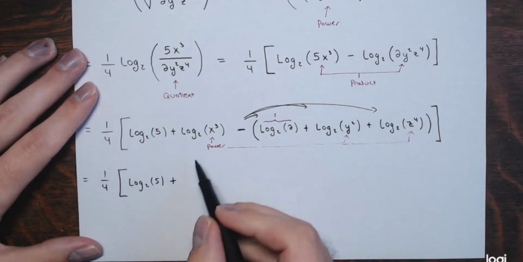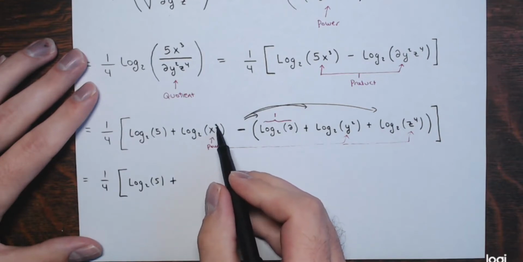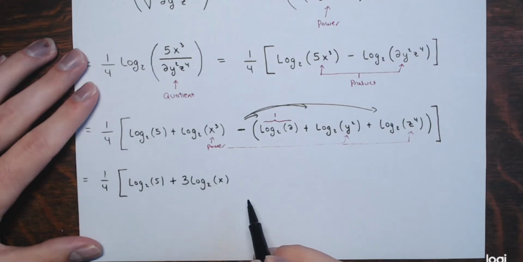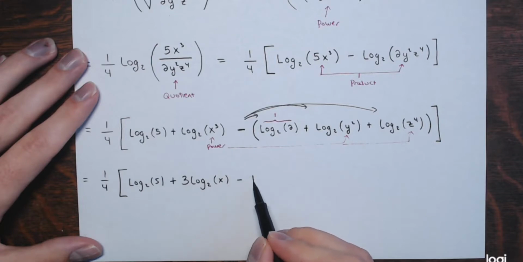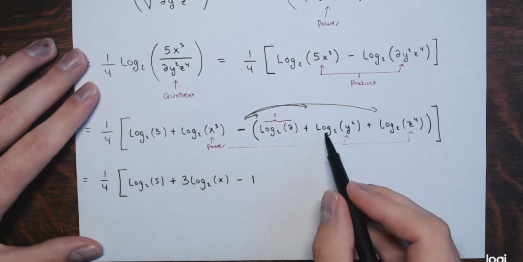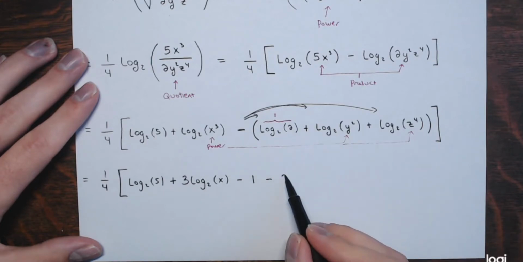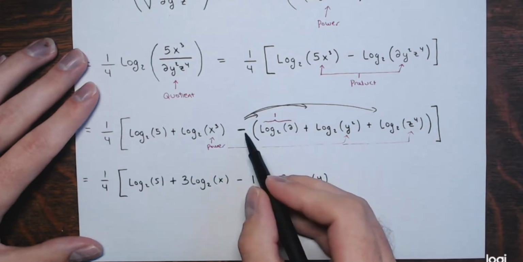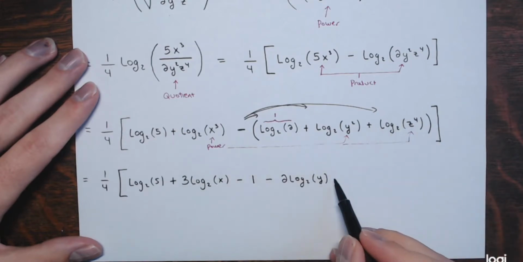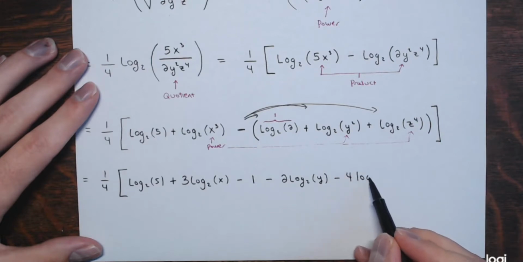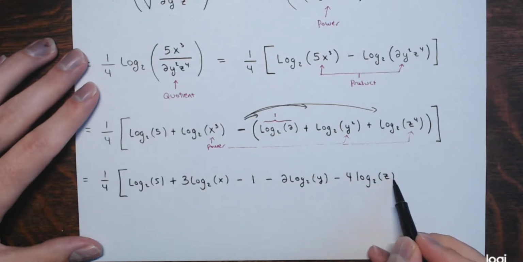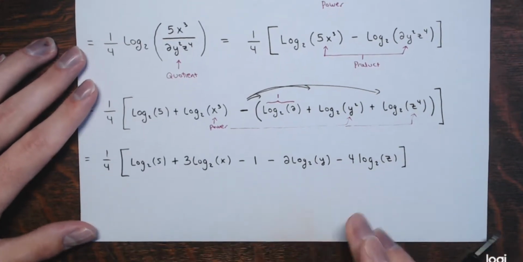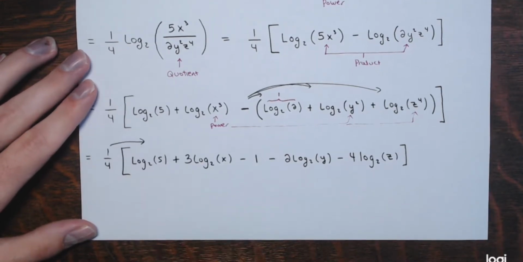So plus, the log base 2 of x to the 3rd, you pull the 3 out, it'd be 3 times the log base 2 of x. We have minus 1, and then minus 2 times the log base 2 of y, and then minus 4 times the log base 2 of z. Okay, and then close the brackets. And now I will distribute the 1/4 to all this stuff.